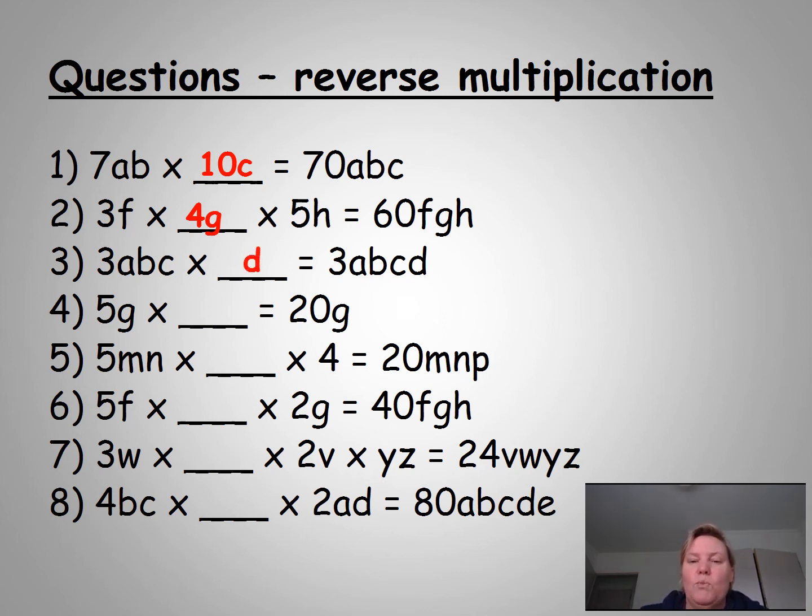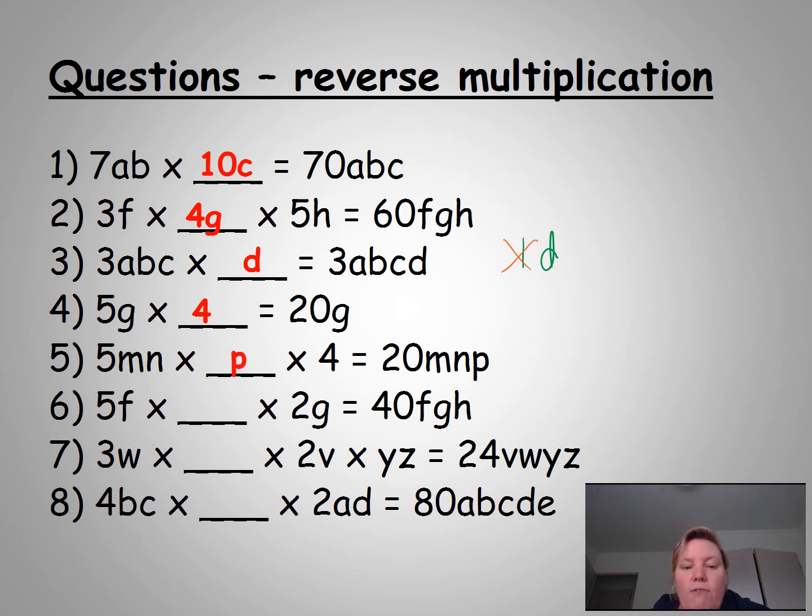You could write that as 1D, but if you're getting used to it now, you don't actually need to have the number 1 ever, all right? Sorry, let's clarify that. You don't need the number 1 if it's attached to a variable. Okay, to get from 5G to 20G, we're just going to multiply by 4. If we've got 5MN times something times 4 equals 20MNP, we've got the 20, I've got the M and the N, but I need the P.